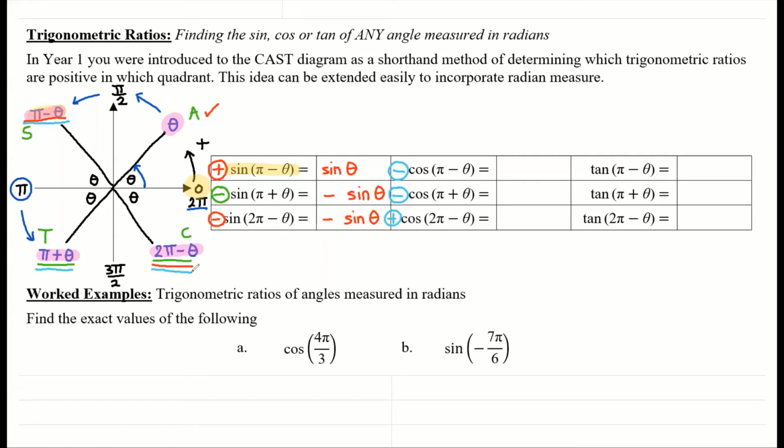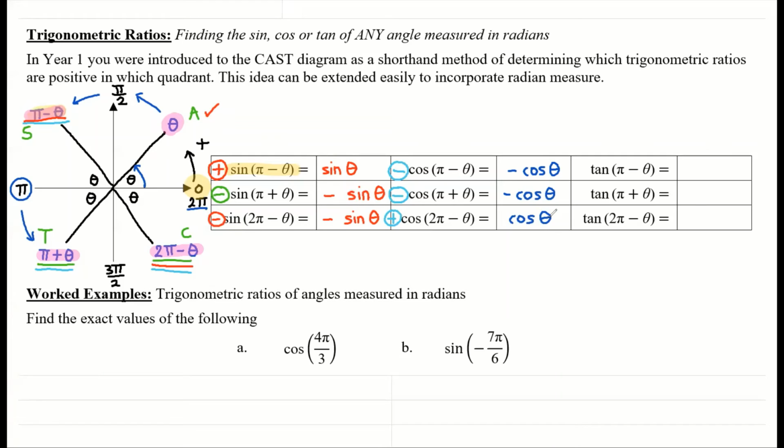If we use the same structure, we can see very clearly that the first one, cosine of pi subtract theta, is negative, so it would be the same as the cosine of theta, but I would have to stick a negative in front of it. The next one, cosine is also negative, so it would be the same as negative cosine of theta. And the final one, cosine is positive, so this is just going to equal cosine of theta. I'm hoping you're seeing the pattern now.